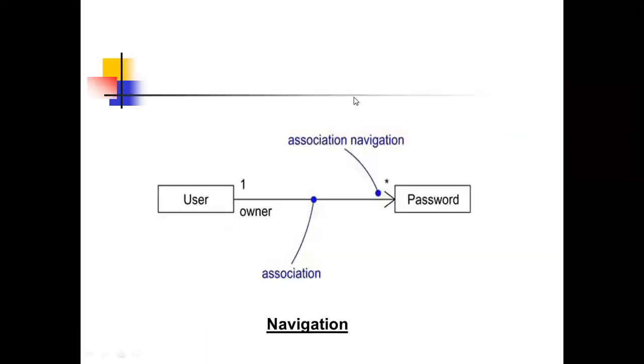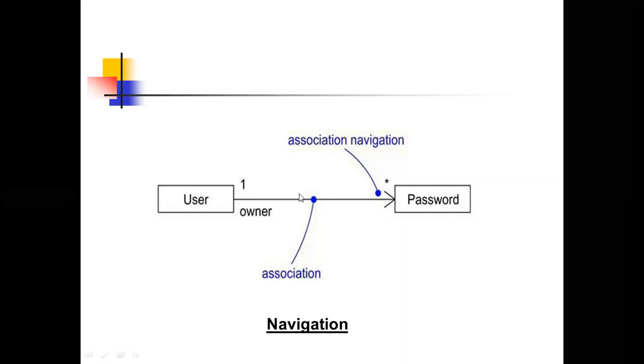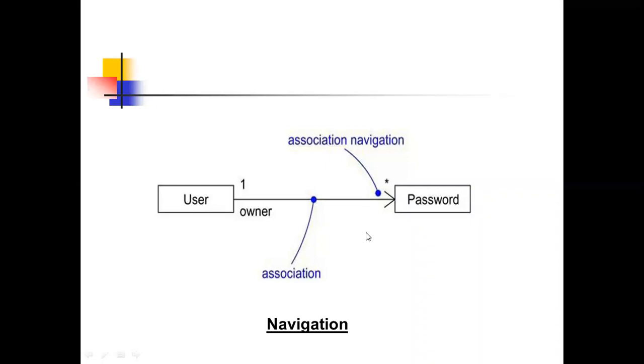Here you can see the association navigation. This is the association relationship with multiplicity. One user having multiple passwords. So this is the navigation, a one to many relationship, association navigation. This is the one way association, this is a one direction association.